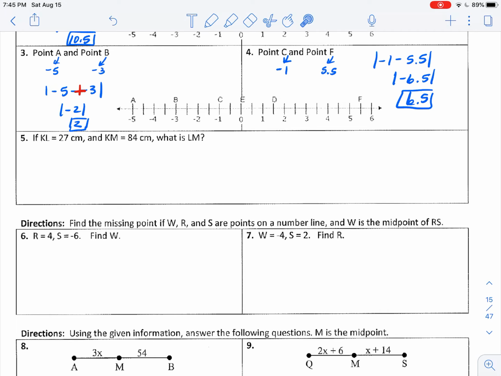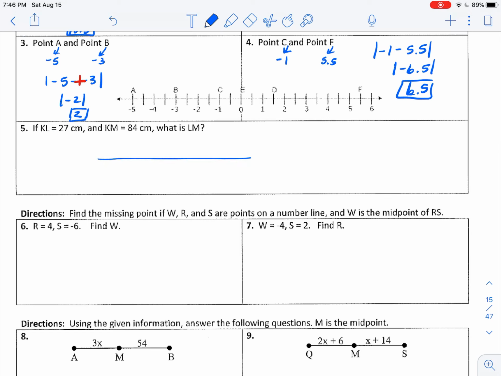Okay, number 5, if KL is 27, KM is 84, what is LM? Okay, so let's start by drawing a picture. So I'm going to have a number line, and I'm going to put K right here. And I know the distance from K to L is 27 units. So I don't know if it's going to be on the left side or the right side, so you can really just pick a side. We know that the distance here is 27.